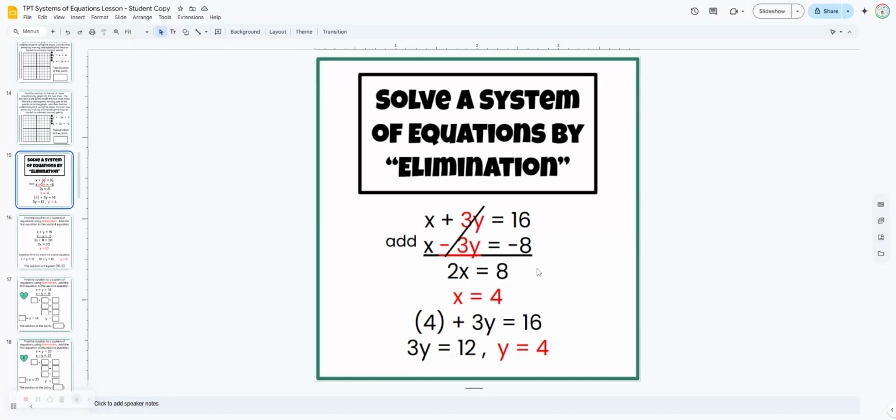Now I have a one-step equation. I can solve for x. Once I know what x equals, I can put this 4 in place of x in either equation and solve for y. Now I have the two coordinates for 4 as the point where the two lines cross.